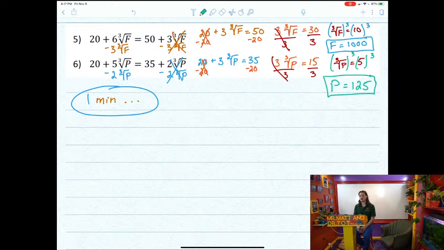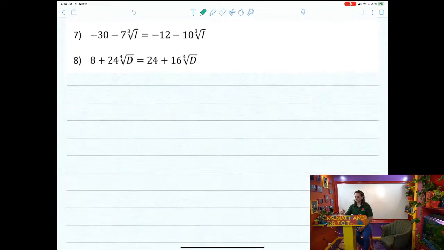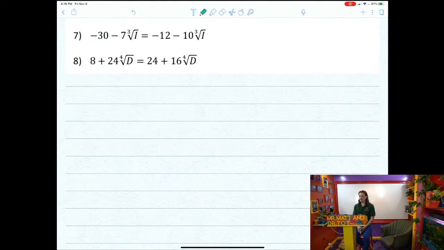5 raised to the third power is 5 times 5 times 5. 5 times 5 is 25. 25 times 5 is 125. If you have any questions, then please let me know. Otherwise, let's look at 7 and 8. I'll give you 4 minutes.